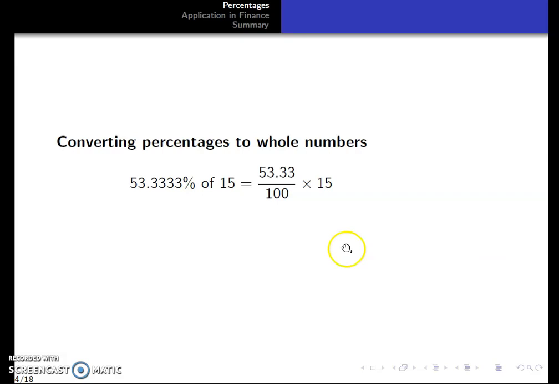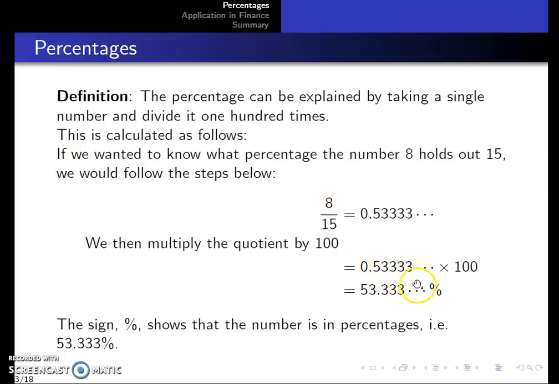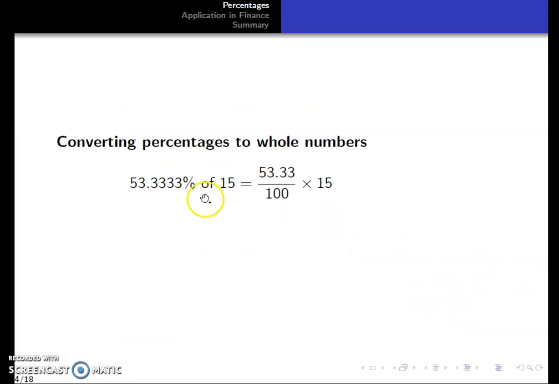53,333 divided by 100. Remember, in the beginning we said you multiply by 100, that will represent the percentage sign. In this case, the percentage sign is converted back to 100. So if you're converting from percentage back to a whole number, you have to divide by 100. You multiply when you are making a percent, and you divide when you are removing the percent.